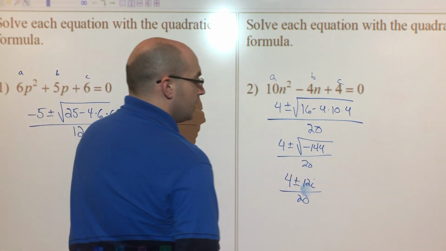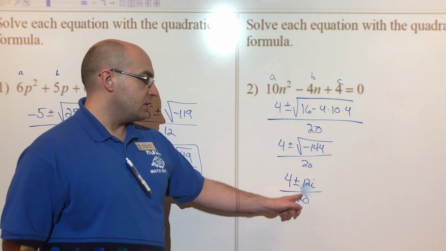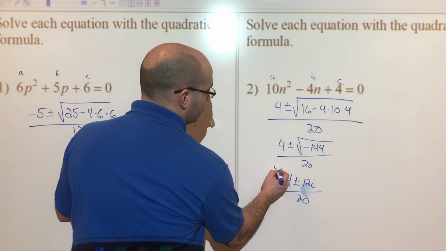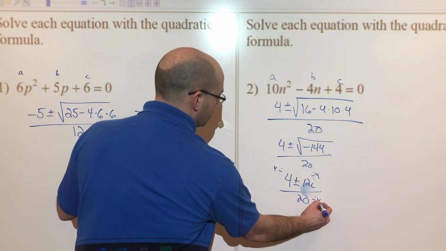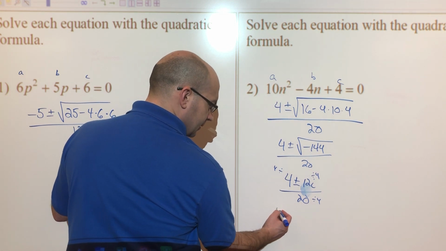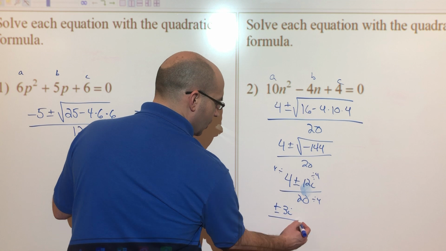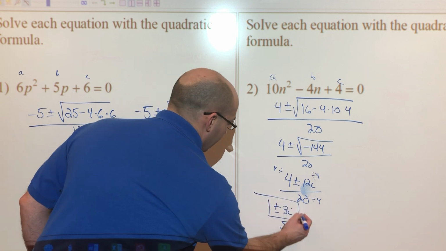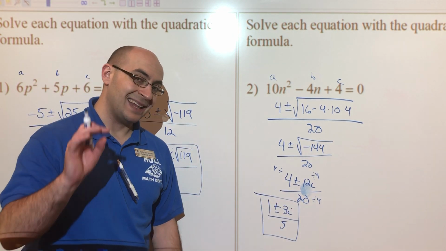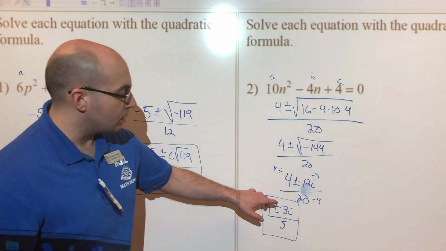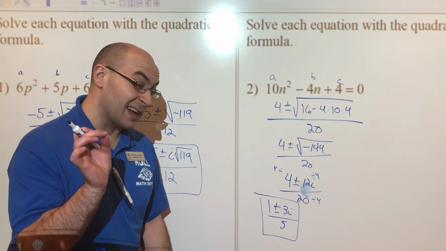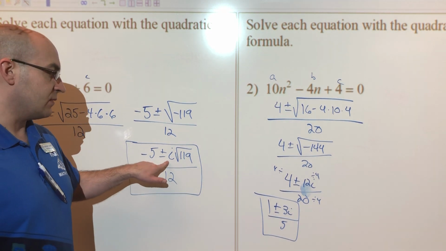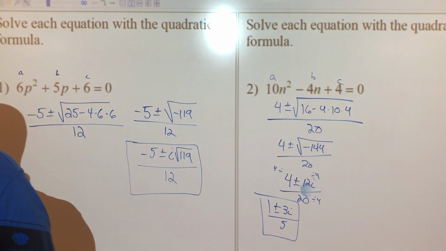over 20. Now I can simplify because all three of these terms have something in common, and that's a 4. If I divide by 4 on all three of these numbers, I'm going to get 1 plus or minus 3i over 5. And again, there are two solutions there because it's both the plus and the minus version. You see how we were able to simplify these three terms because they all had something in common? If this was a 10, we still could not simplify those two because there'd have to be something simplifiable there.